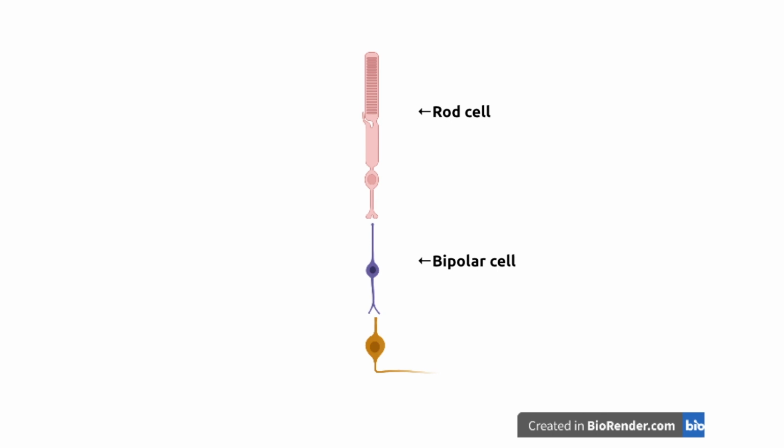The bipolar cell is a retinal interneuron that provides a pathway from the rod and cone cells to the retinal ganglion cells. Retinal ganglion cells are cells that connect the rod and bipolar cell to the deeper vision processing centers within the brain.